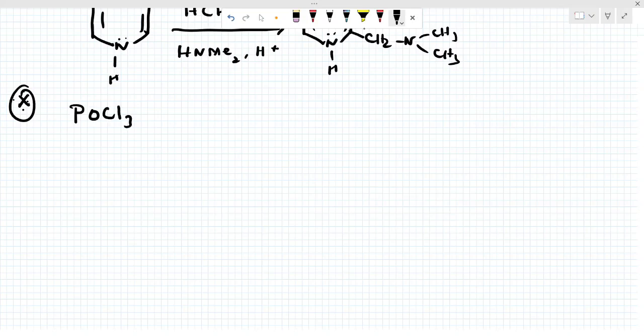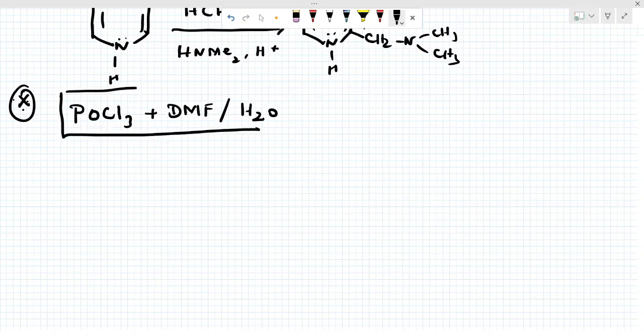Now, POCl3 and DMF, dimethylformamide, then H2O. Okay, can anyone tell the name of this reaction? This is the reagent. Now tell me, what is the name of this reaction? It's a very, very important reaction. The name starts with V. It's like a quiz. You tell the answer. Okay, now listen.